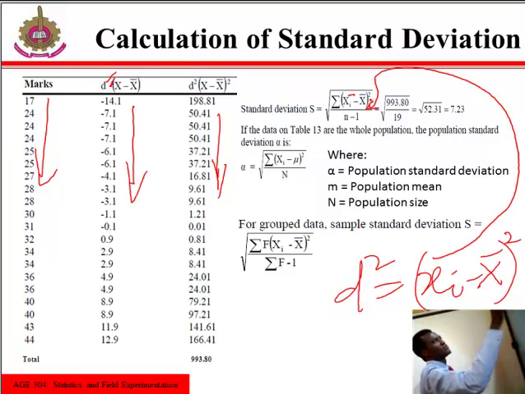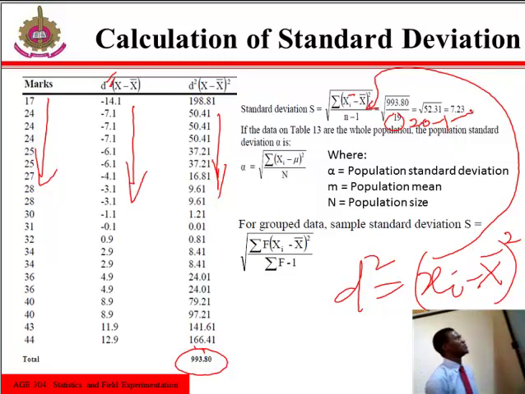So don't be confused when you do not see D there. Now you substitute this, the summation of D square. Our n is 20, so you have 20 minus 1. That's how we have this 19. Then you conduct the mathematical operation on it, and we have 7.23 to be the standard deviation of this set of given marks.